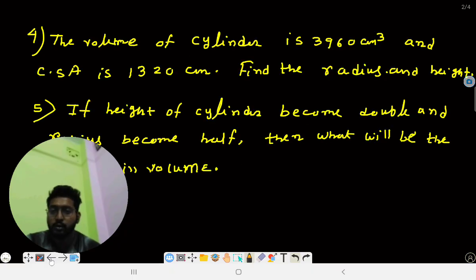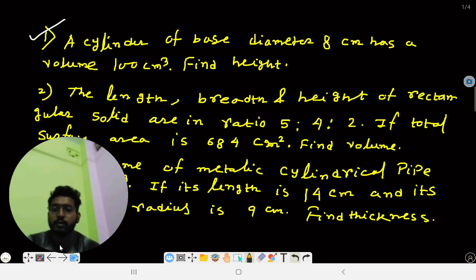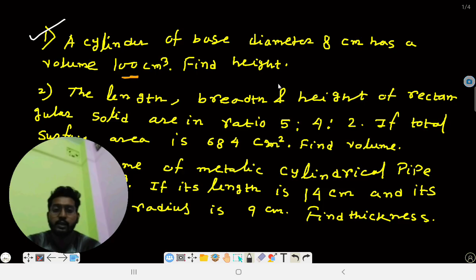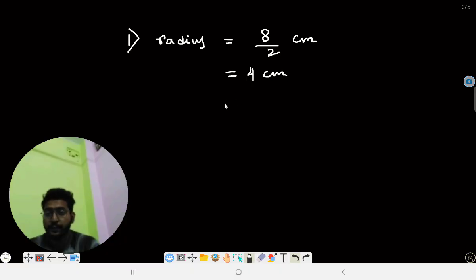Okay, so what is the first question given? A cylinder of base diameter 8 centimeter and the volume is 100 centimeter cube. You have to find the height of the cylinder. Now this is a very easy one. Here first of all, what is given? Diameter is given, 8 centimeters. Whenever diameter is given, first find the radius. Radius will be half of the diameter, that means 8 by 2 centimeter, so 4 centimeter will be the radius here.